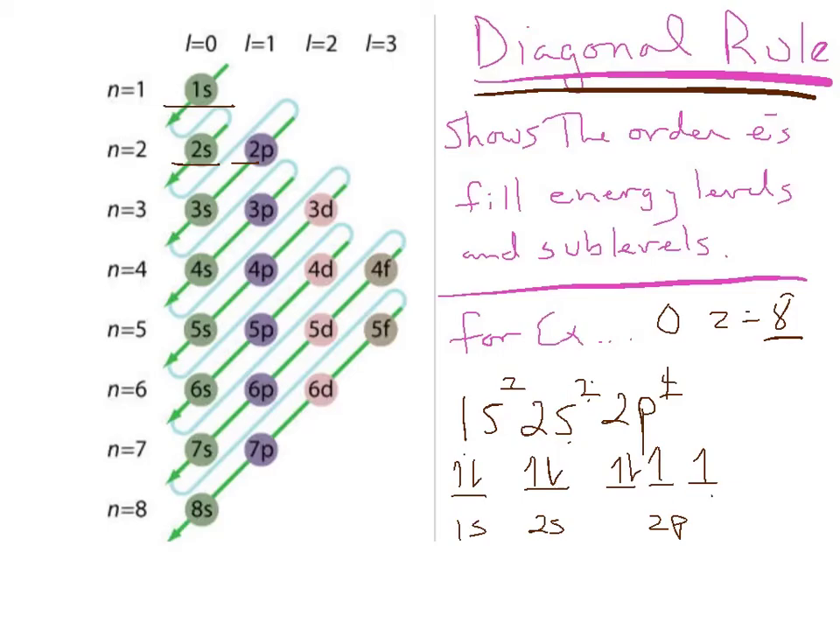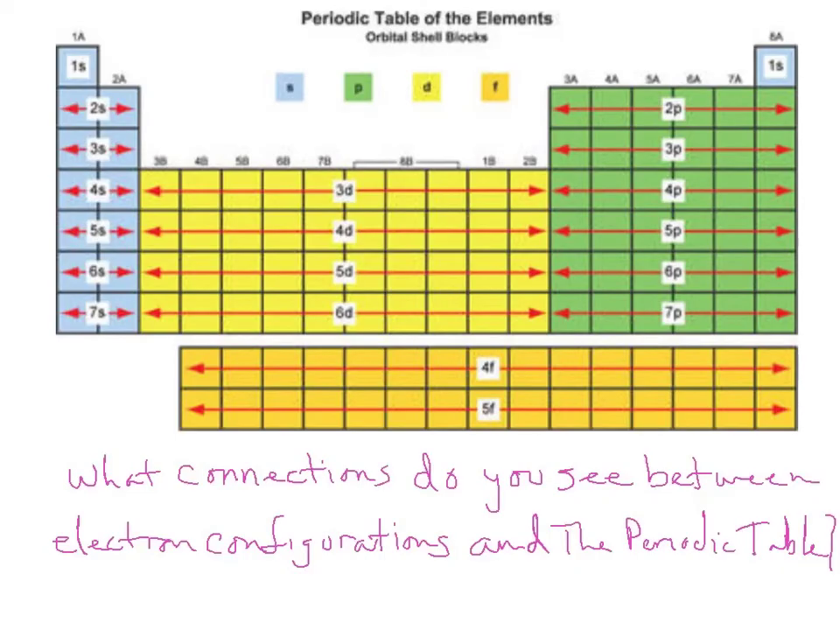The question I have here is, what connections do you see between electron configurations and the periodic table? If you've ever wondered why the periodic table is shaped the way it is, let me ask you this question. For an S-type sublevel, how many electrons can it hold? 2, right? Well, guess what? I have 2 columns in the S block. Is that a coincidence?